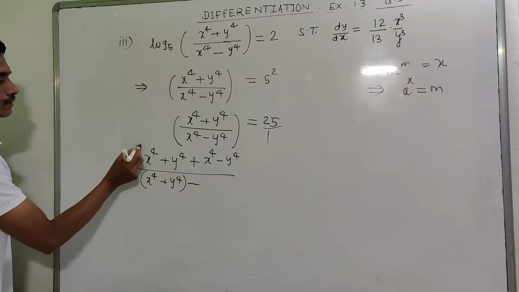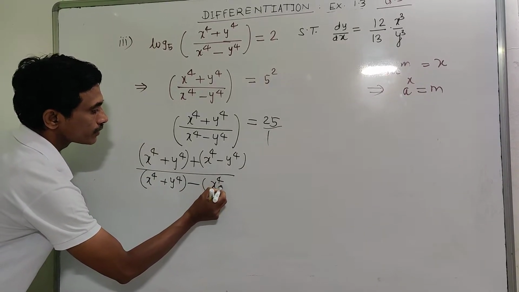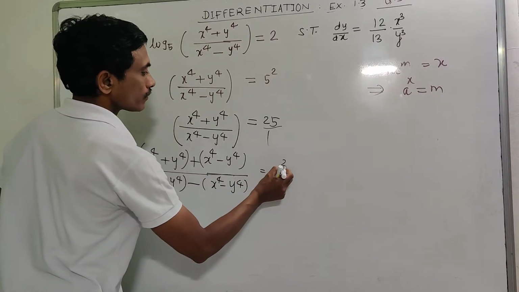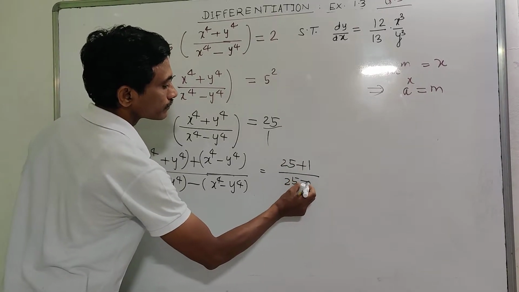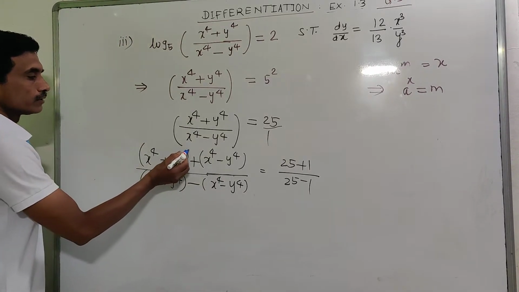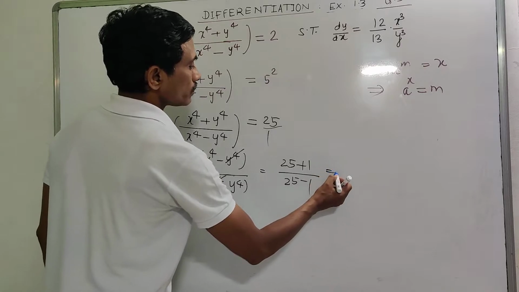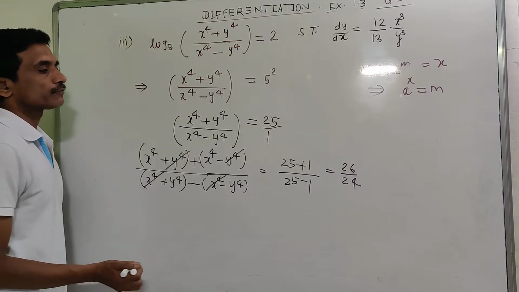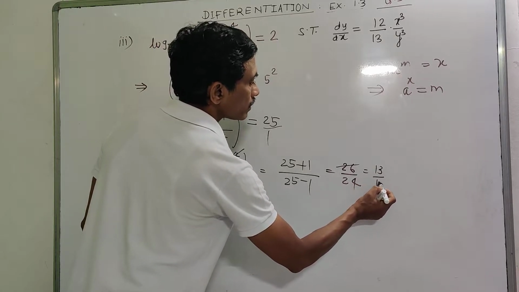minus, this is what, a plus b upon a minus b, a minus b will be like this, is equal to c plus d upon c minus d, which will be y to the power 4 is getting cancelled, x to the power 4 is getting cancelled, and this is equal to 26 upon 24, which can be further reduced to 13 upon 12.